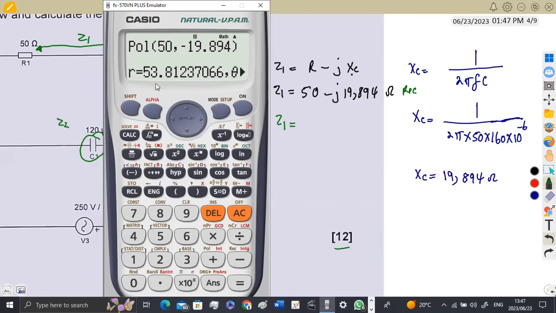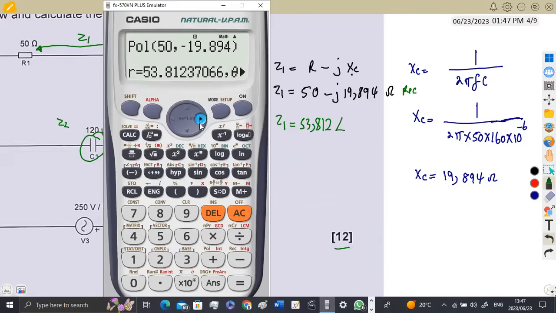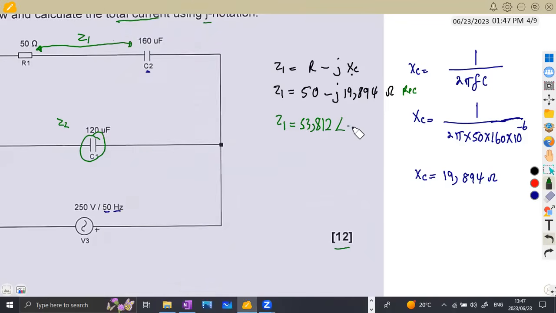So we are given R. Remember, in polar form, we've got R angle of theta. So our R is 53,812. So we are going to have 53,812 angle of our theta. So our theta from our calculator, we are also given, this is our theta. If we move here, we are going to have our theta, negative 21,697. So this is going to change into a 7. So that will be negative 21,697 degrees.